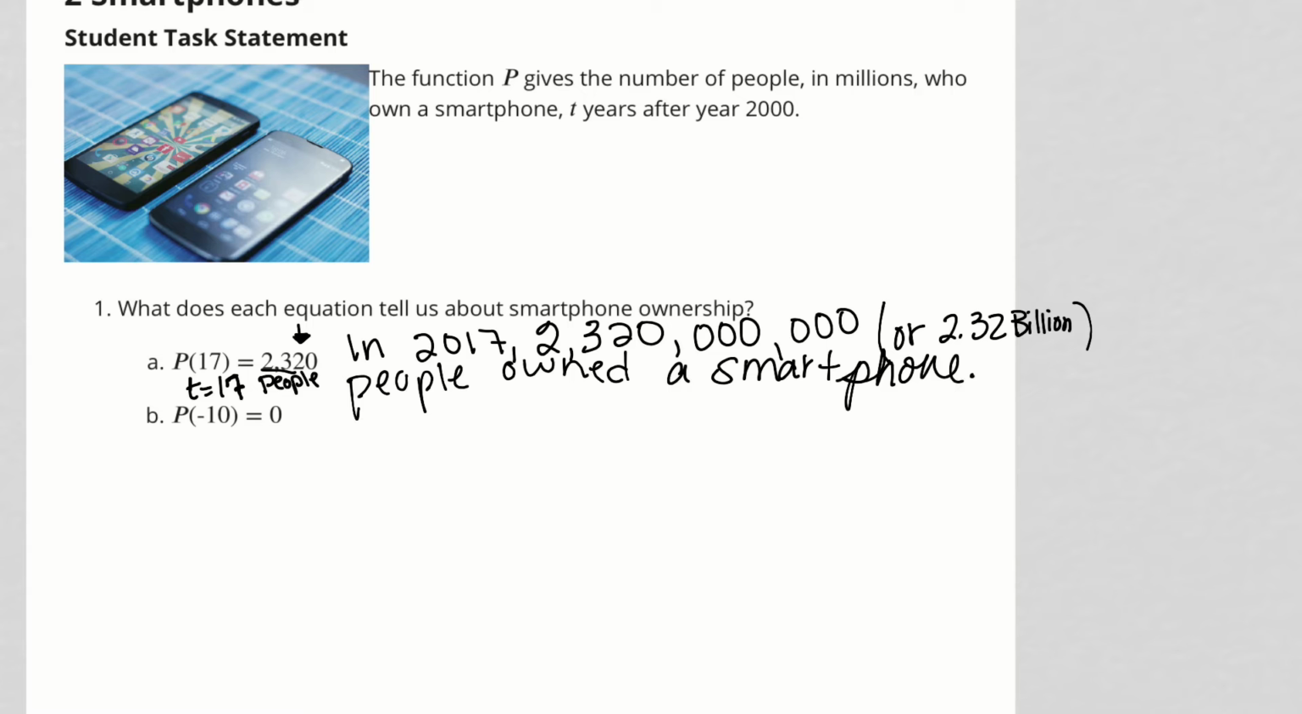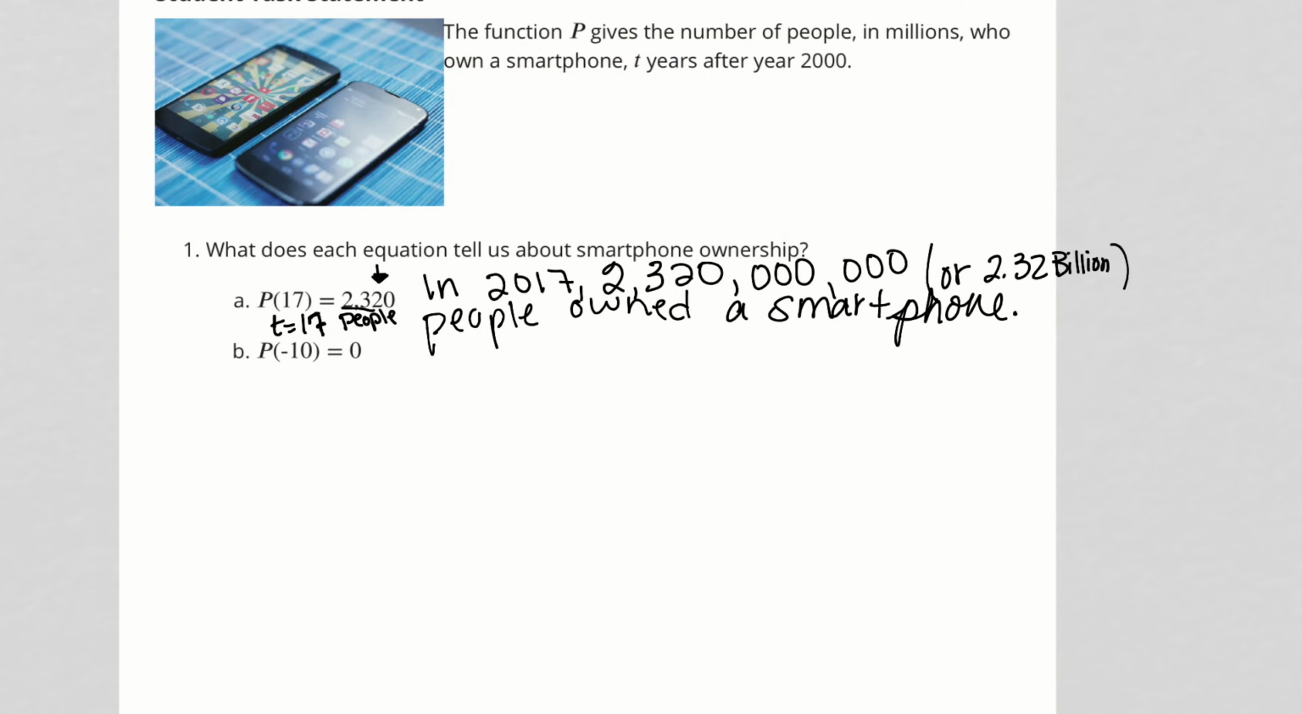Okay, what does P of negative 10 equals 0 tell me? So what is negative 10? It's going to be time again. So t equals negative 10. What does 0 mean? People. So what year is negative 10?